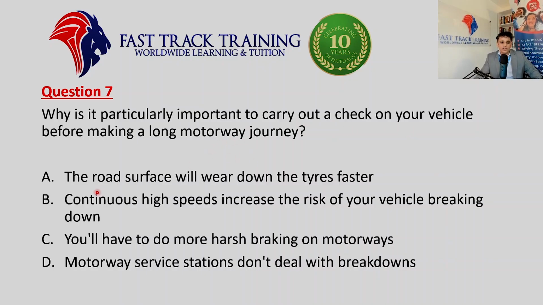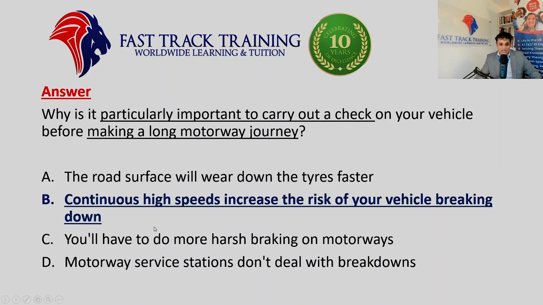Why is it particularly important to carry out a check on your vehicle before making a long motorway journey? The road surface will wear down the tires faster. Continuous high speeds increase the risk of your vehicle breaking down. You'll have to do more harsh braking on motorways. Motorway service stations don't deal with breakdowns. The correct answer here is continuous high speeds will make your vehicle break down. So if you're traveling at 70 miles an hour continuously, your car is more likely to be under pressure and could break down faster. So it's important to check everything before you go on the motorway.